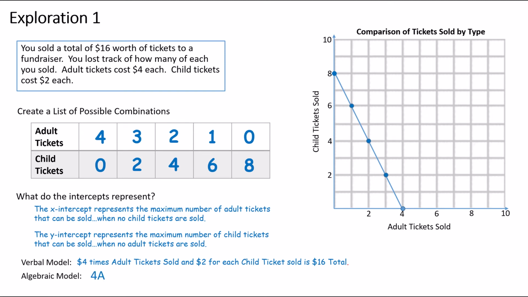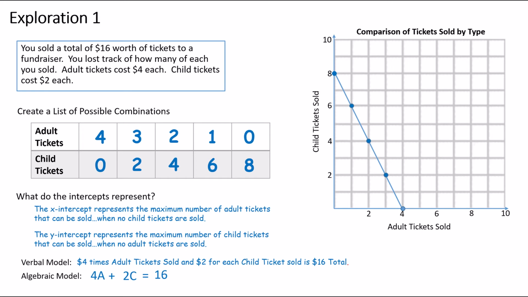For A being the $4 per adult ticket, if I sell 1 adult ticket, it's $4, 2 adult tickets is $8, and so on. Combined with $2 for every child's ticket. If I sell 1 child ticket, that's $2, 2 children's tickets, that's $4, and so on. And when I combine those, I get a total of 16. This algebraic model is a representation of this story in standard form. We're going to talk a lot about that here in just a couple minutes, so just make sure you're paying close attention to the pattern that you might see.